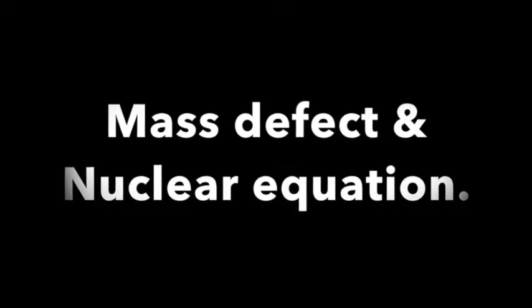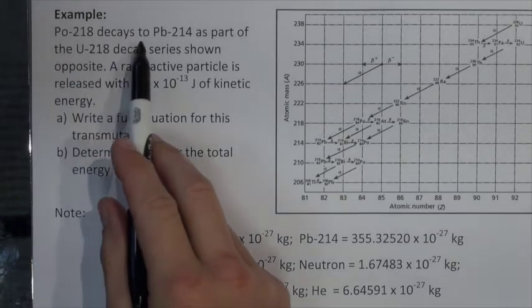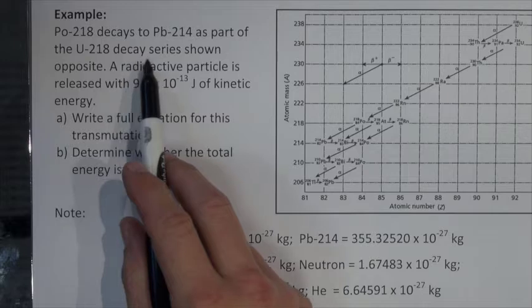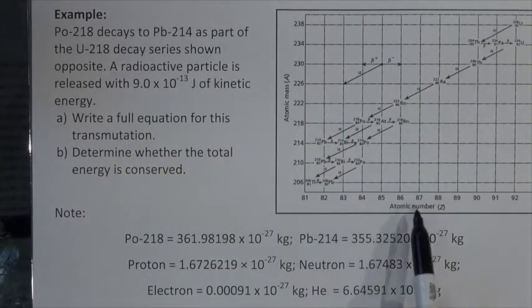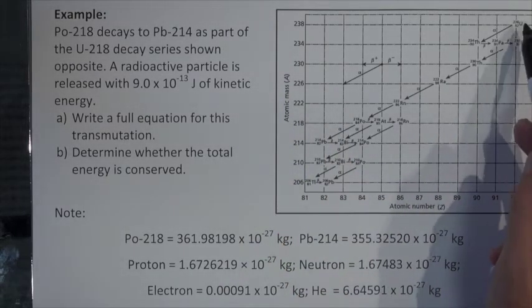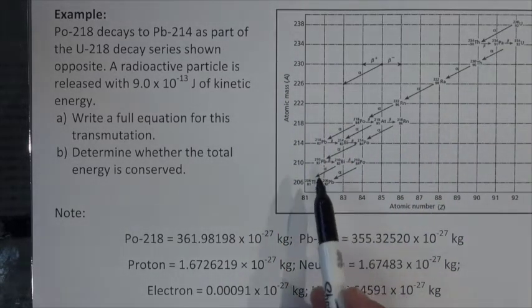In this video, we're going to look at a problem involving mass defect and nuclear equations. So here's our example. Po-218 decays to Pb-214 as part of the uranium-238 decay series, which is shown in the graph opposite. On this, we've got the atomic number along the bottom and the atomic mass up the vertical axis. We start at uranium and go down through to lead.